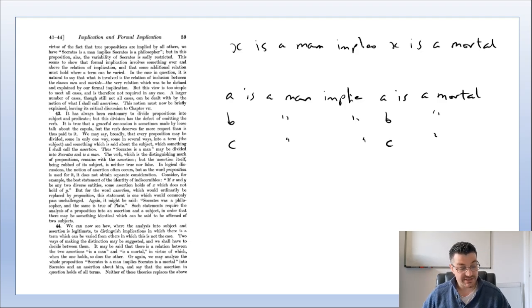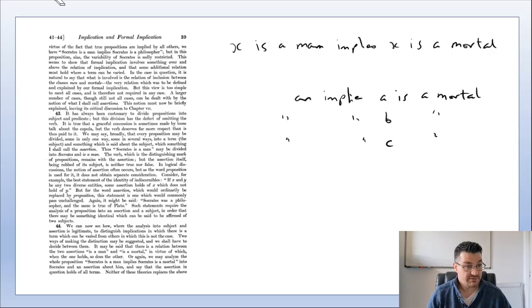It has always been customary to divide propositions into subject and predicate, but this division has the defect of omitting the verb. It's true that a graceful concession is sometimes made by loose talk about the copula, but the verb deserves far more respect than is thus paid to it. We may say, broadly, that every proposition may be divided, some in only one way, some in several ways, into a term, the subject, and something which is said about the subject, which something I call the assertion. Thus, "Socrates is a man" may be divided into "Socrates" and "is a man."